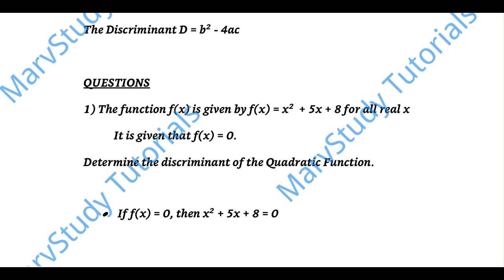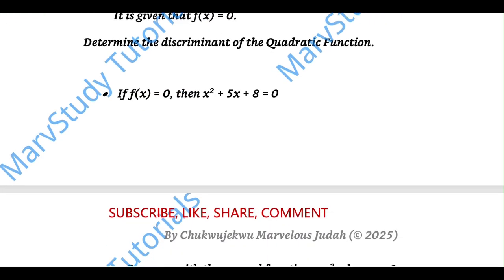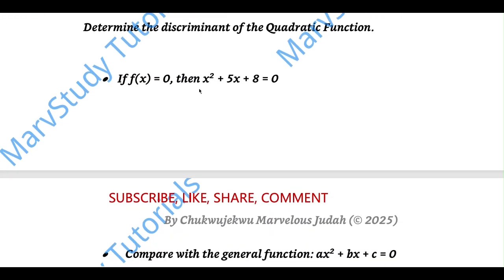Then all you need to do is to compare to the general form ax squared plus bx plus c equal to 0. If you compare it, the coefficient of x squared in this expression is 1, so we could literally say that a is 1. And the coefficient of x is 5, so we could say that b is 5, and the constant term is a positive 8, so c is a positive 8.